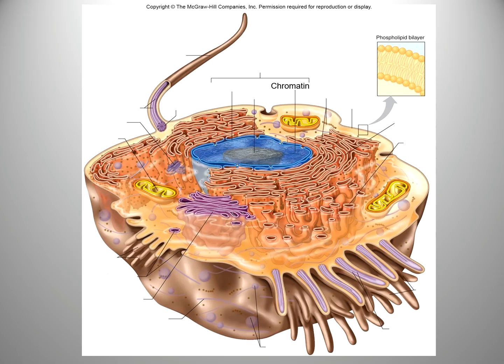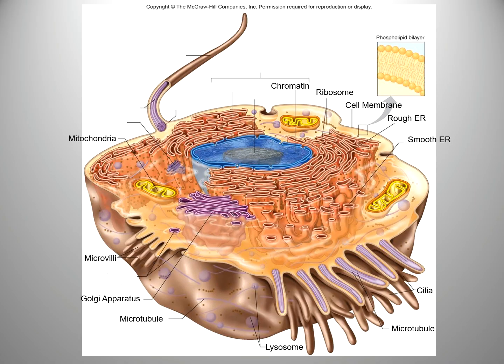Here is just another view of a cell with all of those structures located, because the cell really is a busy place. The previous diagram shows a lot of space and a lot of that cytoplasm, but really the cell is pretty jam-packed with a lot of structures.